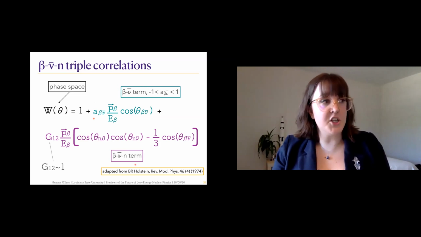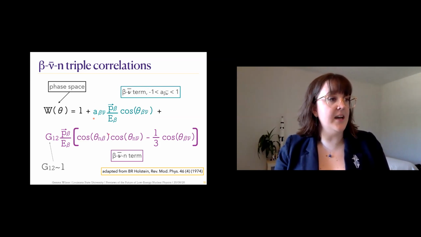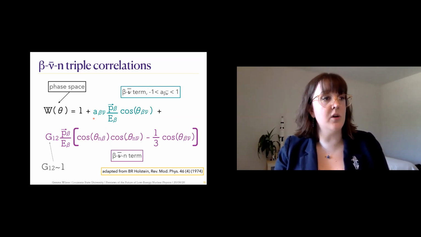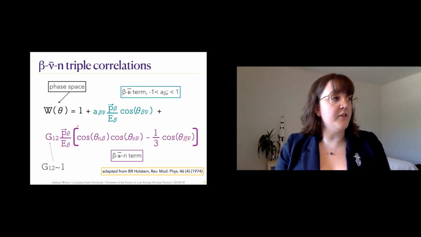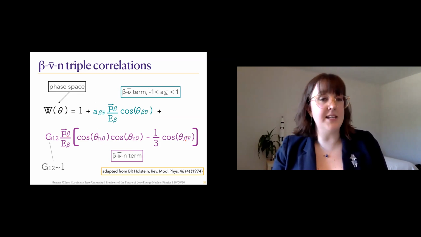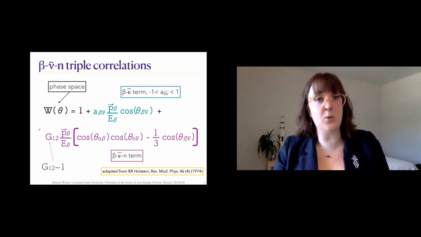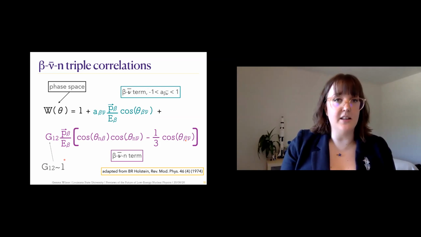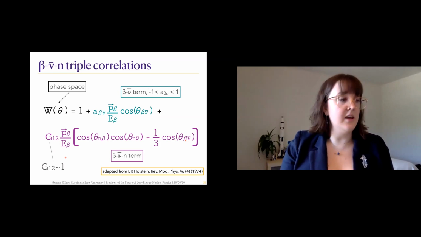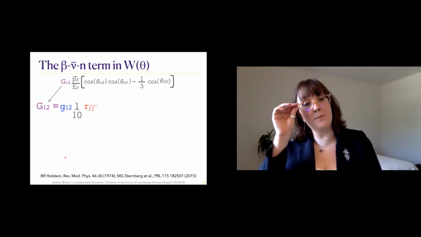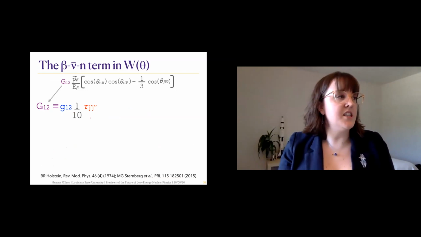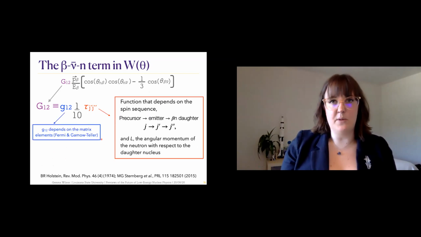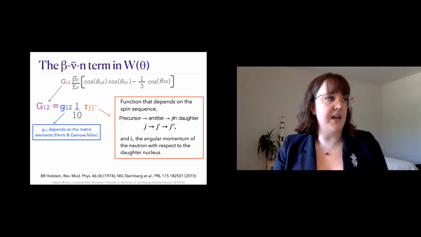In the triple correlation term, if you look inside the square brackets, we have some angles. Again, it's the angles between all three particles, so neutron and beta, neutron and neutrino, and then the beta and neutrino. Out front, we have the momentum of the beta and the energy of the beta, and we have this G12 term. This G12 is on the order of unity, so that means that these triple correlations have an effect. Let's look at the G12 term: it can be written as the small g12 times 1/10 of this tau function. So G12 depends on the matrix elements of the beta decay, so the Fermi and Gamow-Teller matrix elements.